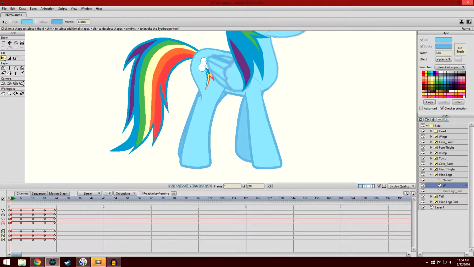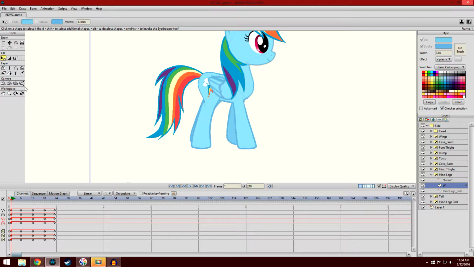Now that you understand how to make a proper cycle, let's talk about some of the essential fundamentals of making a proper walk cycle.